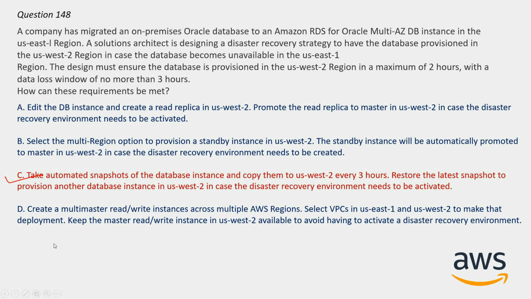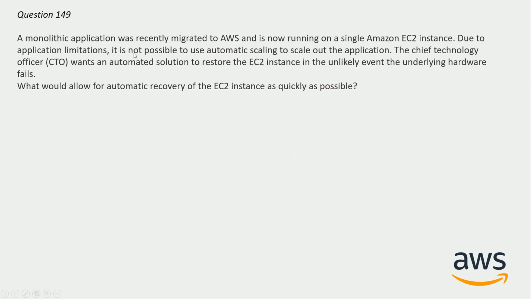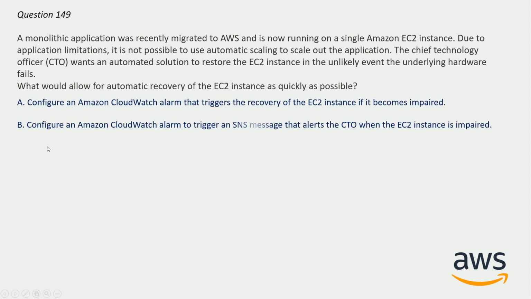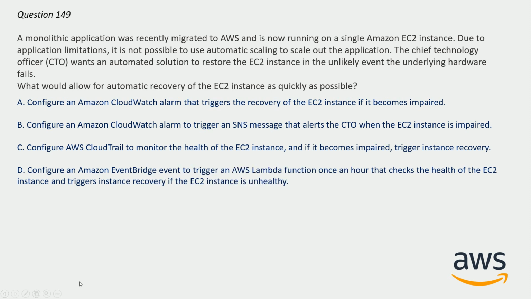And now question number 149. A monolithic application was recently migrated to AWS and is now running on a single Amazon EC2 instance. Due to application limitations, it is not possible to use automatic scaling to scale out the application. The Chief Technology Officer wants an automated solution to restore the EC2 instance in the unlikely event the underlying hardware fails. What would allow for automatic recovery of the EC2 instance as quickly as possible? And here are the options. And the correct answer here will be option A.